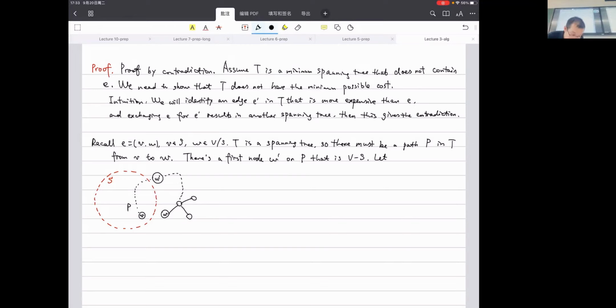And we can also similarly define a V prime to be the node just before W prime in P. By just before, I mean it is basically this node. And due to the definition that W prime is not in S, and it is the first such node in this path P here, V prime should belong to S. And actually, we have such a path here.